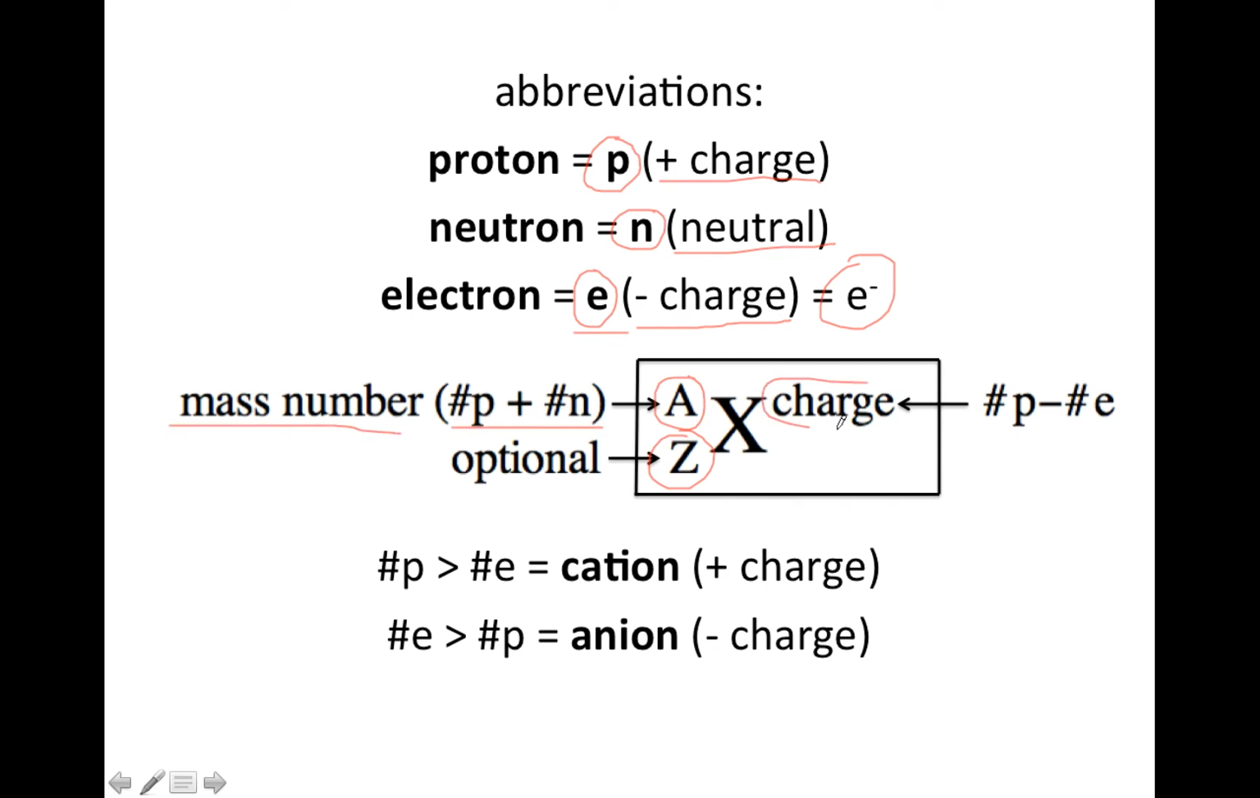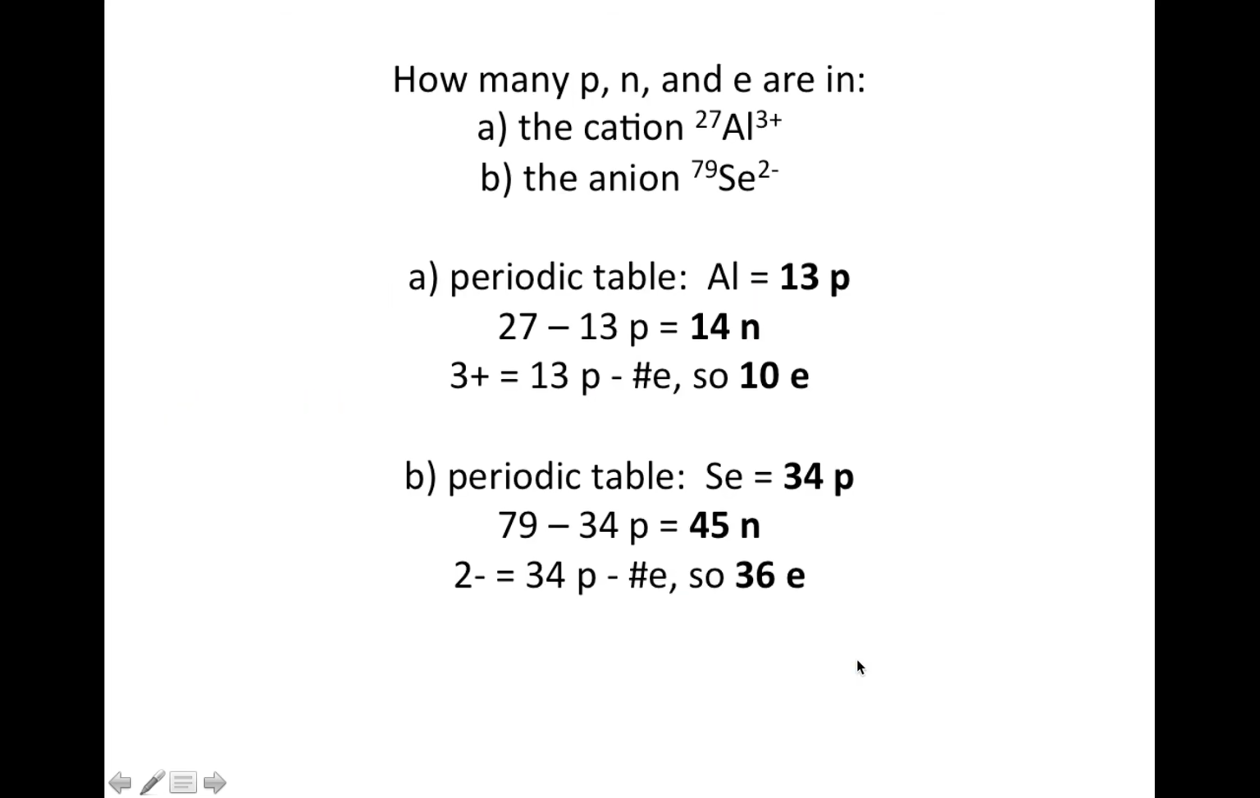And then in the upper right is where you would put the charge, and that is the difference, protons minus number of electrons. If there's nothing written where the charge is, it means protons and electrons are the same, or your particle is neutral. So if the number of protons is greater than electrons, then you would call the particle a cation, and it would have a positive charge. If the number of electrons is greater than the number of protons, the particle is known as an anion, and it will have a negative charge.